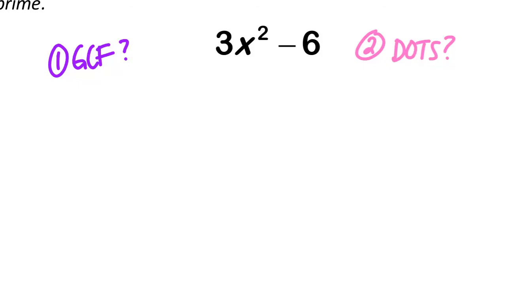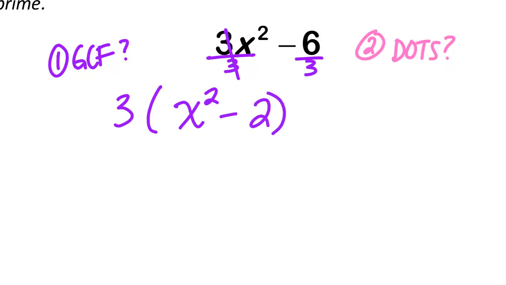So, what's our GCF here? 3. Our GCF is 3. I can take out a 3 from both of those. 3 divided by 3 is just 1. So you're left with x squared. And 6 divided by 3 gives you what? 2. So that's a minus 2. And then you check for dots.